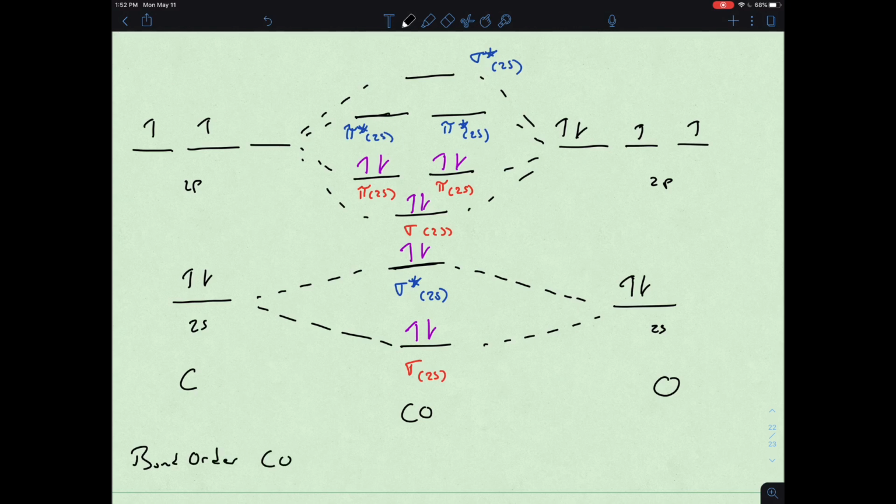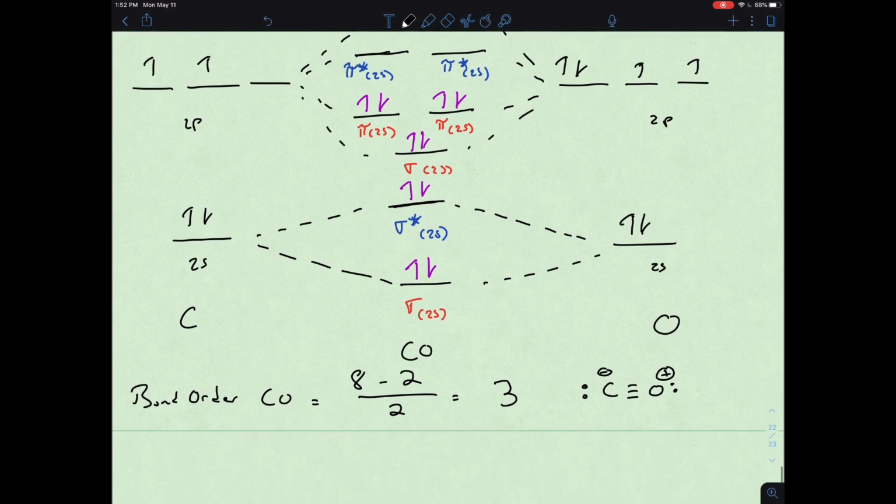And our bond order for the carbon monoxide would be our 8 bonding electrons minus our 2 anti-bonding electrons to give us a bond order of 3, which lends support to this idea of having a triple bond between the carbon and the oxygen. And so that's the idea of MO theory. MO theory is really the hardcore mathematics that is describing bonding.